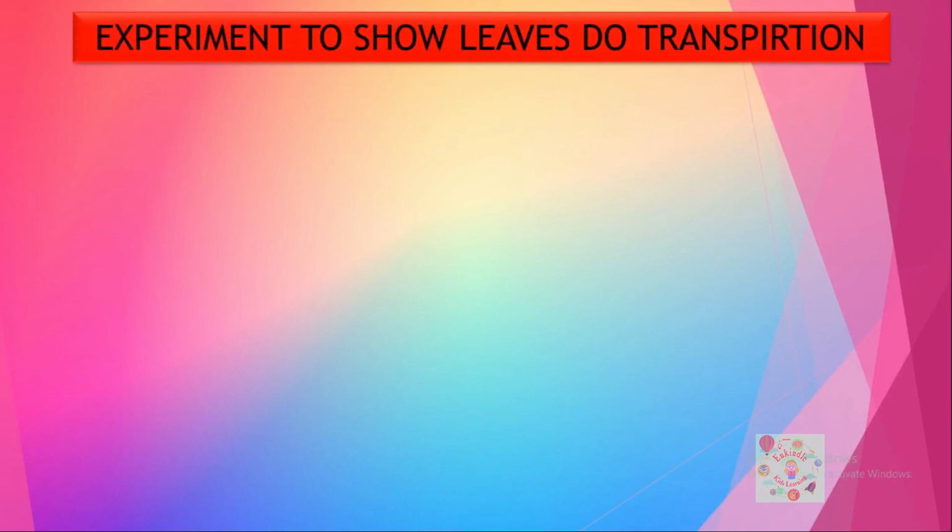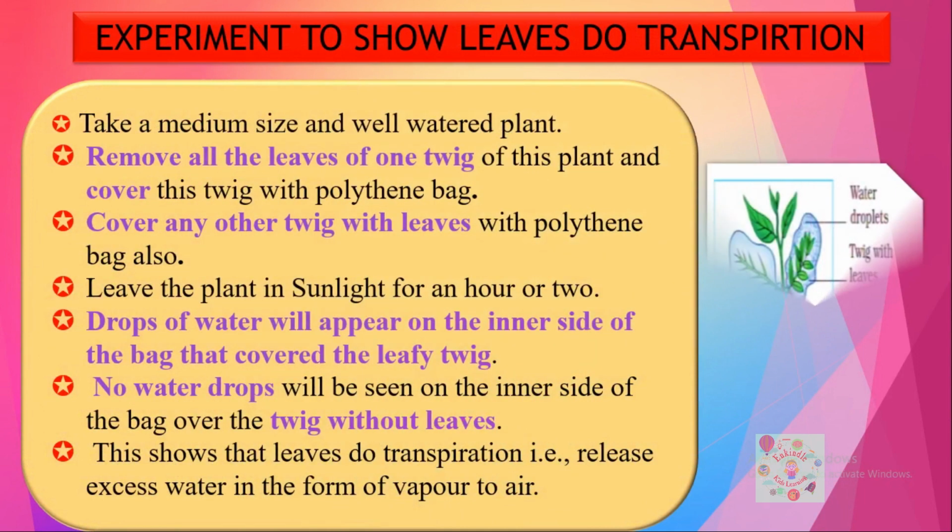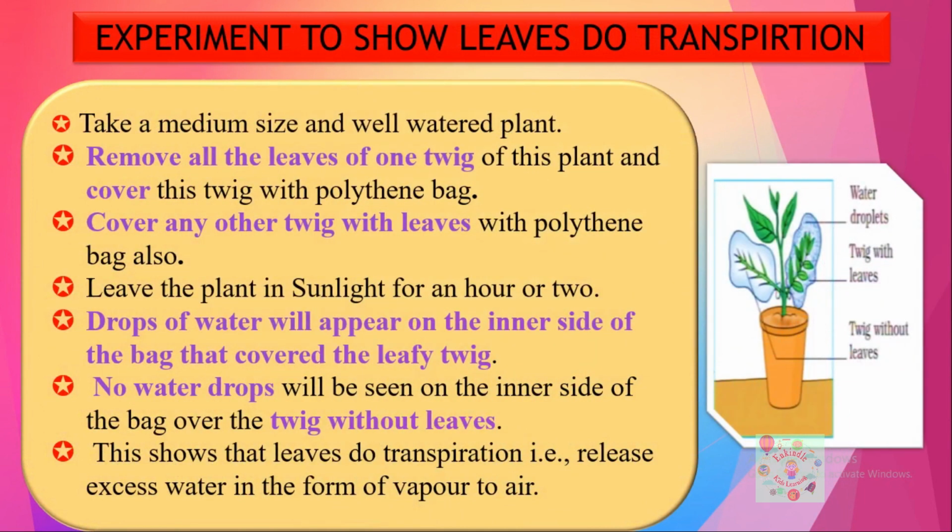For this, you will have to take a medium sized and well watered plant. Remove all the leaves of one twig of this plant and cover its twig with a polythene bag. Cover any other twig with leaves with a polythene bag also. Leave the plant in sunlight for an hour or two. Drops of water will appear on the inner side of the bag that covered the leafy twig. No water drops will be seen on the inner side of the bag over the twig without leaves. This shows that leaves do transpiration, that is, release excess water in the form of vapor to air.